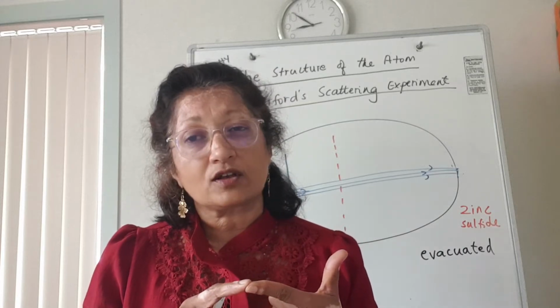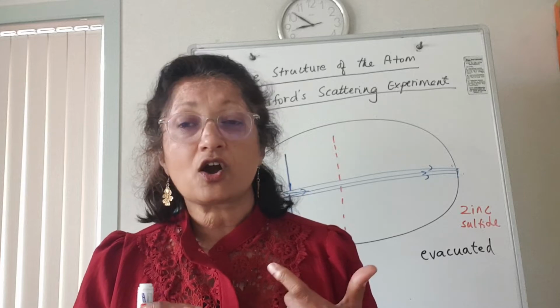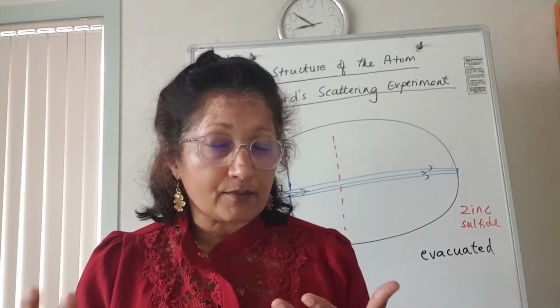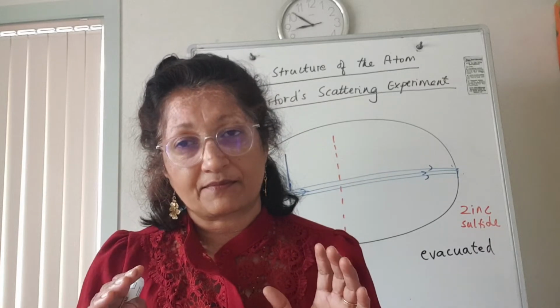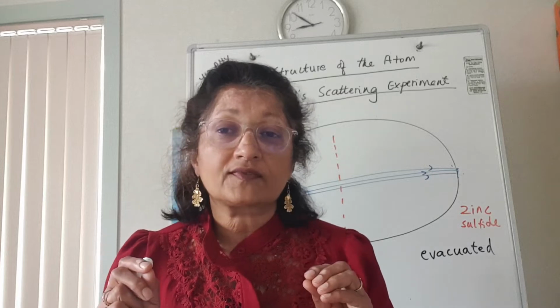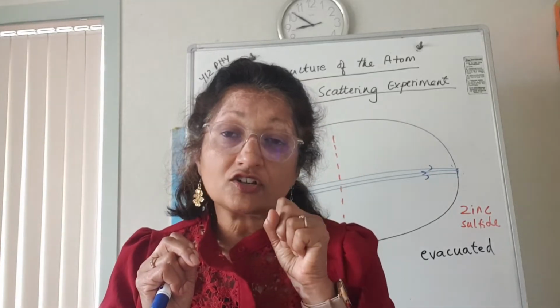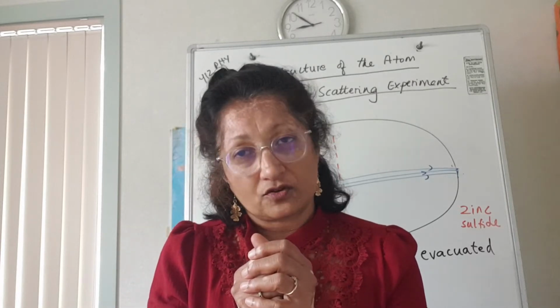His reasoning was if it's gone straight through, then they did not encounter or come across anything in its path. So if it hasn't come across anything in its path, it means most of the atom is empty space. So if most of the atom is empty space, then the matter of the atom is actually concentrated in a very, very tiny space, which he called the nucleus.